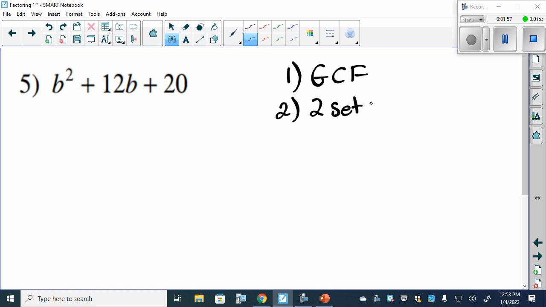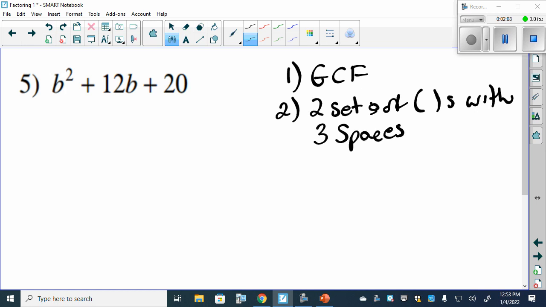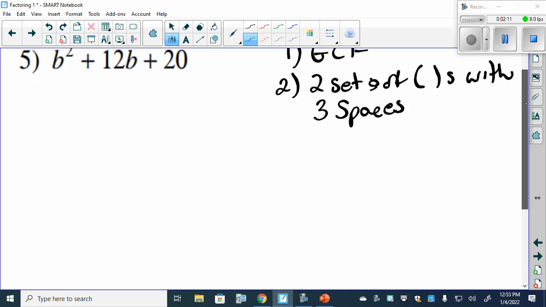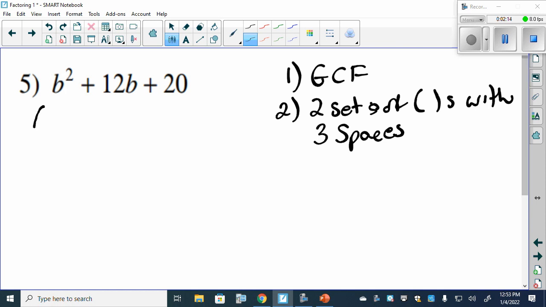Step 2 is two sets of parentheses with three spaces. So the next step would be writing our two sets of parentheses with three spaces. First main step is to find a greatest common factor. If there's not one, we can move on to step number 2, which is to write underneath the two sets of parentheses with three spaces.